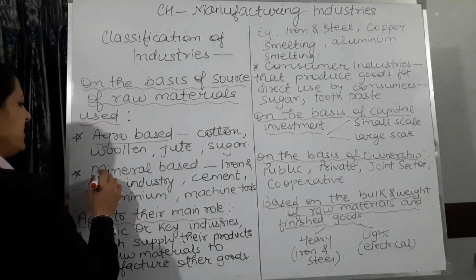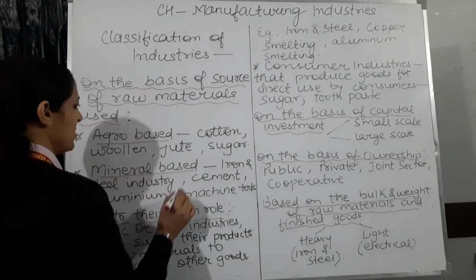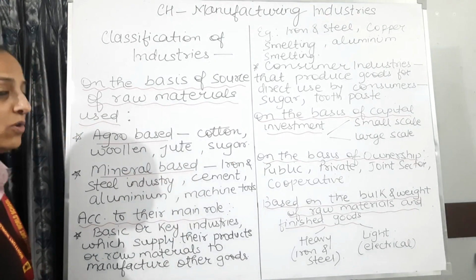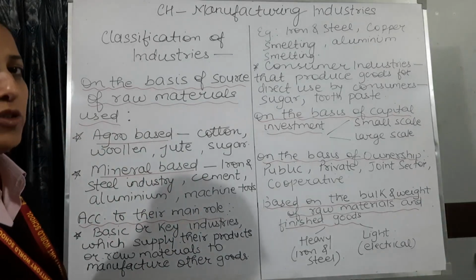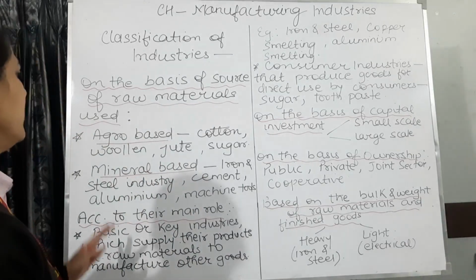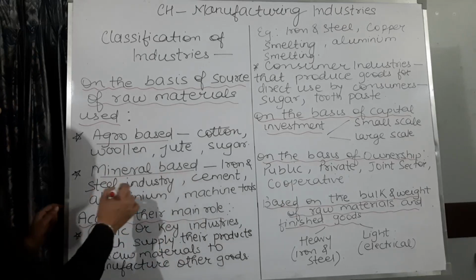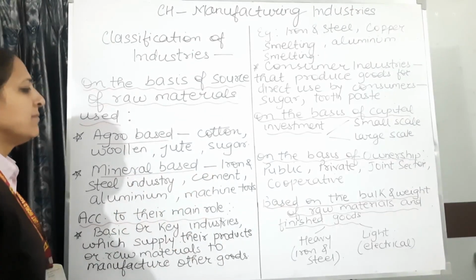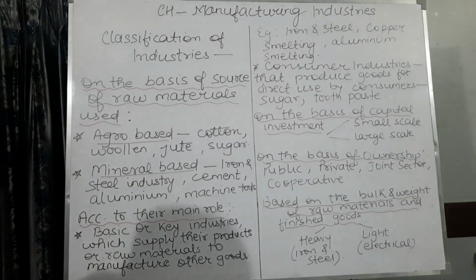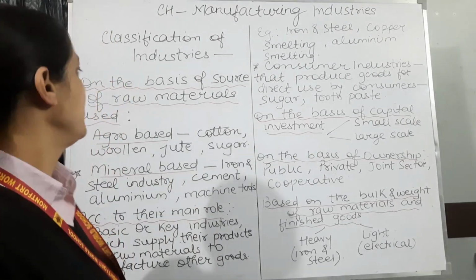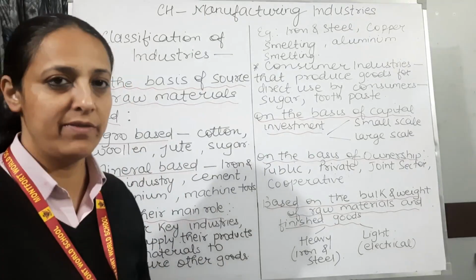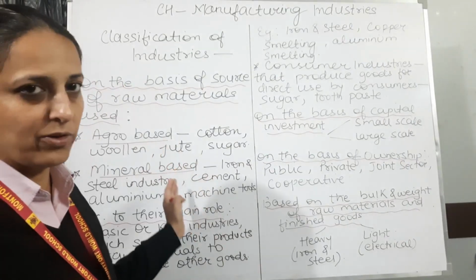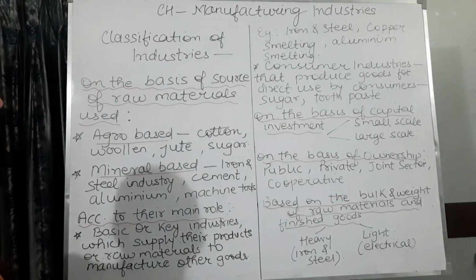The second category is mineral-based industries. Those industries for which the raw material is coming from minerals, that is iron and steel industries, cement, aluminium, and machine tools. So on the basis of raw material, we classified industries as agro-based and mineral-based.